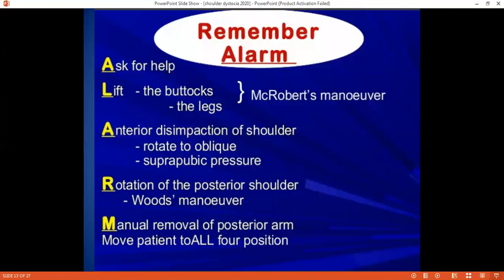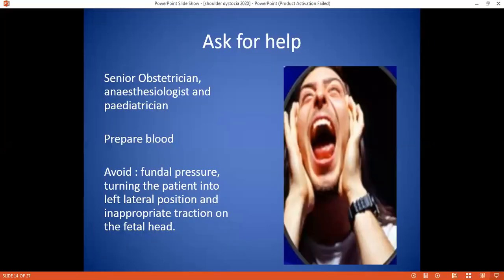To manage shoulder dystocia, remember the ALARMER. A, ask for help. L, lift the buttocks and the leg, the McRoberts maneuver. A, anterior disimpaction of the shoulder. R, rotation of the posterior shoulder. And M is the manual removal of the posterior arm. I will explain each one of these.